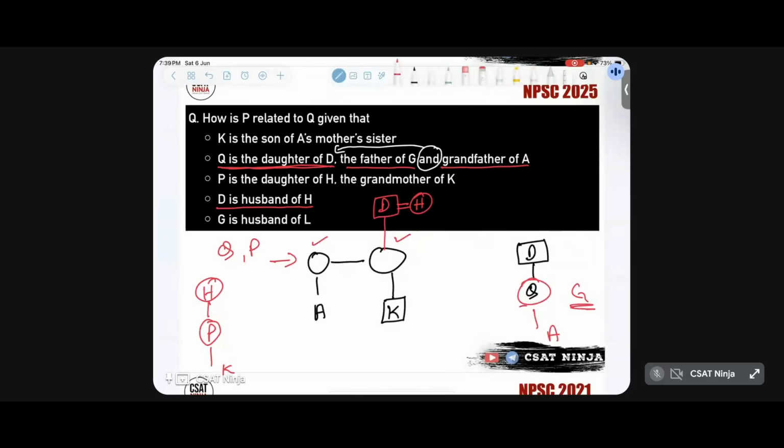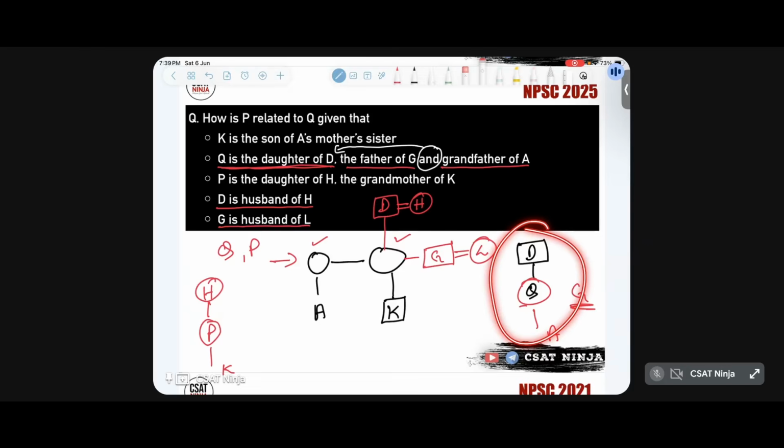But what does the question say? The next statement says G is the husband of L. That means G is a male member here. G is a husband of L there. That means L is female. Now we have a clear assurance here. How? Because we have a relation between Q and A here. Q's daughter can be A here. But we don't need to get confused with this one directly.